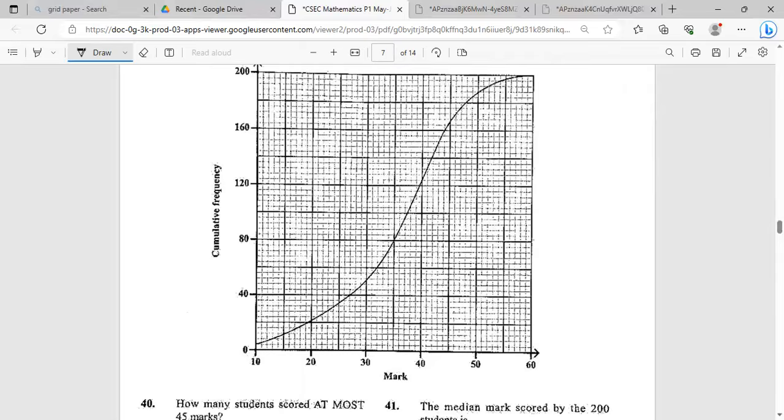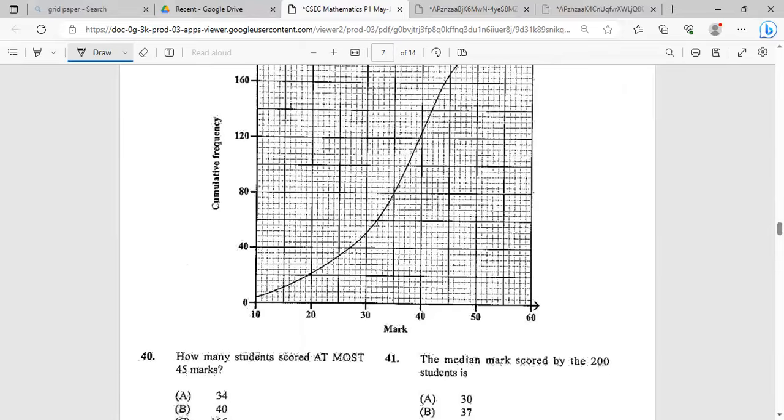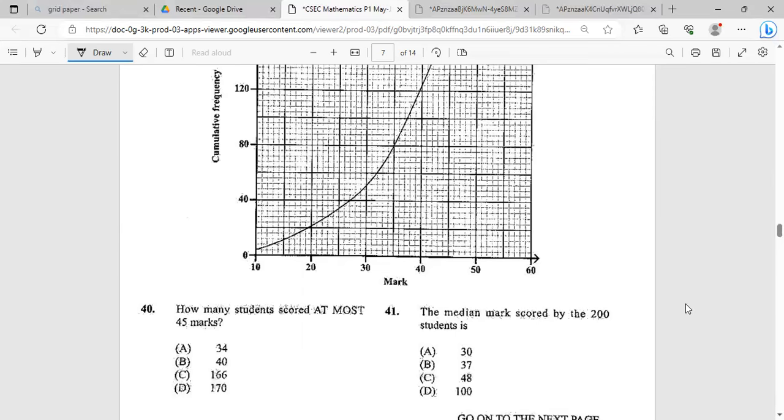All right. How many students scored at most 45 marks? Yeah, so we have to find 45, which is right here.